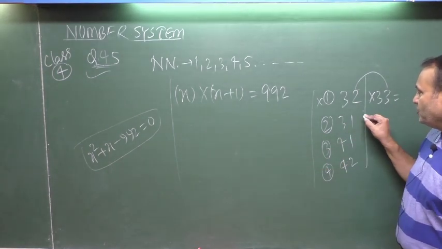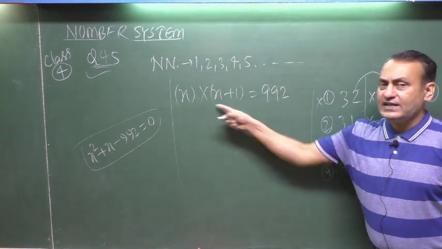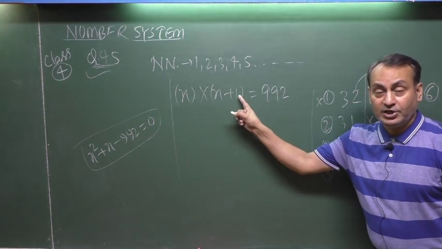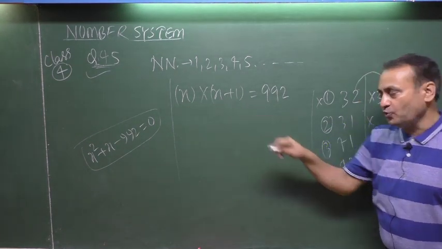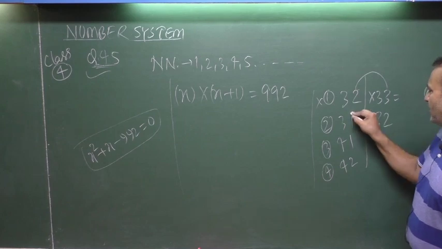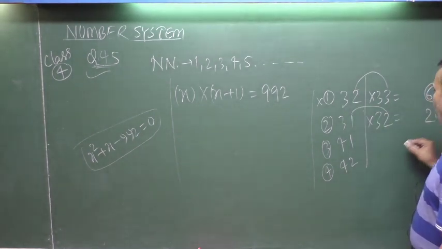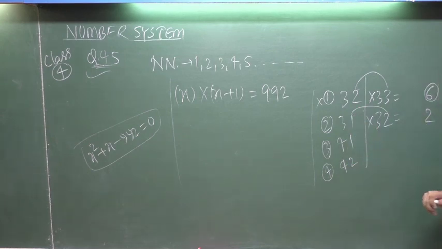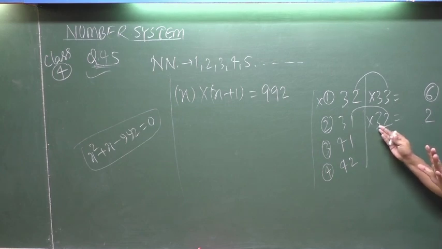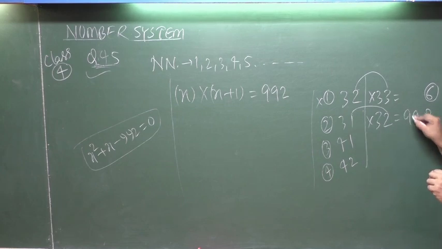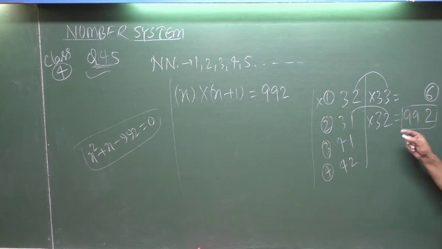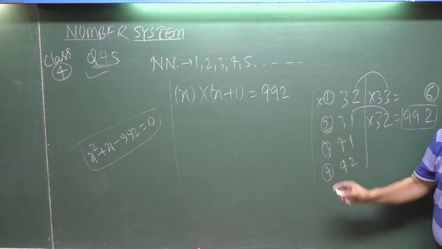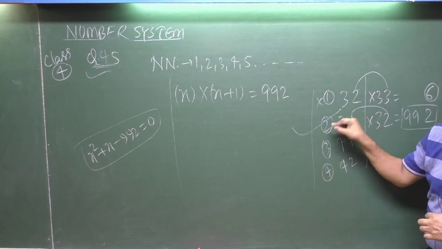Now pick up 31. If you accept x as 31, this will be 31 plus 1, 32. So 31 multiplied by 32 equals, see here, first the unit. The unit matches here. Okay. Now multiply. 31 twos are 62, 6 remaining. 31 threes are 93, plus 6, 99. See here, the product is exactly 992. That means this is your final answer.